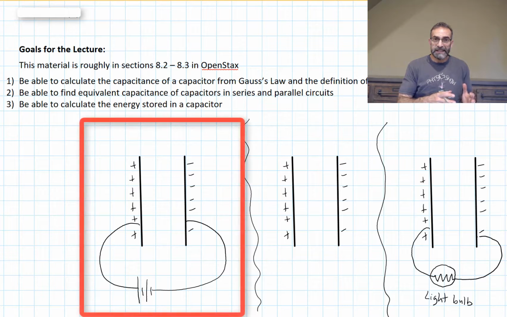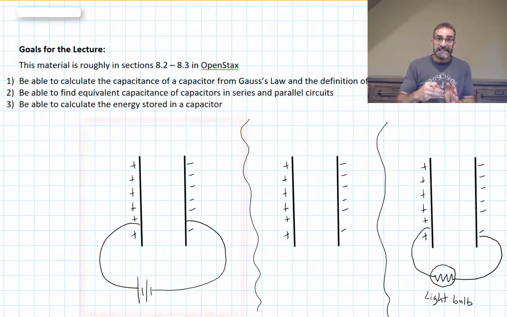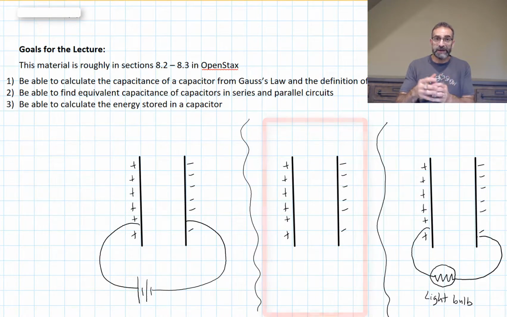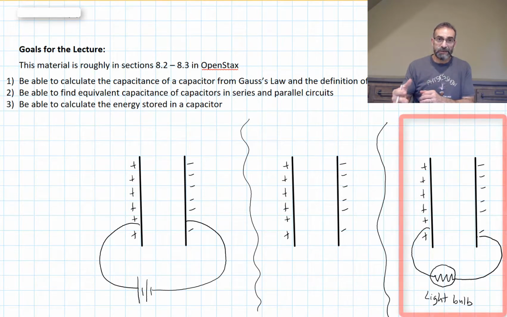So I started on the left-hand side with a parallel plate capacitor hooked up to a battery. The battery did work, moving charges from one plate to the other. I've disconnected the battery. That's what the center image is on my screen. And it's just storing charge and energy and waiting for us to try to get that energy back out. And then on the right-hand side, I'm showing what would happen if we hooked up something like a light bulb to our capacitor.